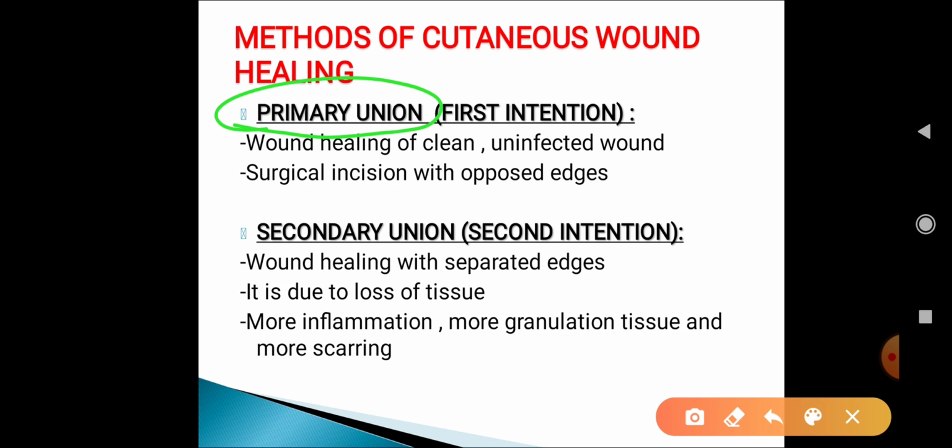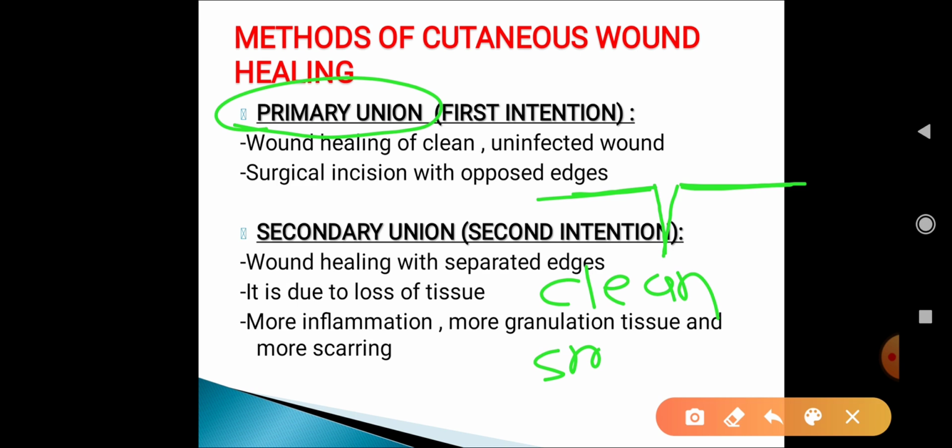So what is first intention? Suppose this is your skin, and you are having a breach in the continuity, you are having a wound here, but it is a clean wound. The gap is very small, the defect is very small, it's an uninfected wound, and you are taking a suture here, then such best healing is known by the name primary union. Clear? A small, clean, uninfected, sutured wound will heal by primary intention. That is called primary union.